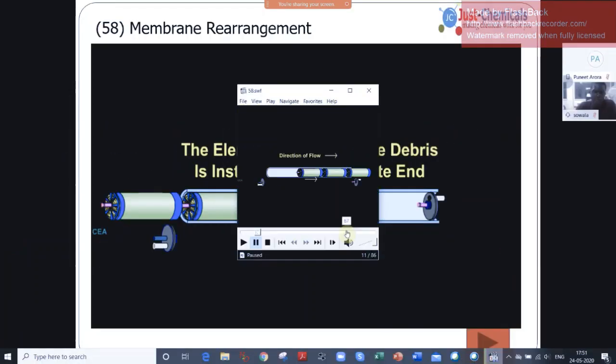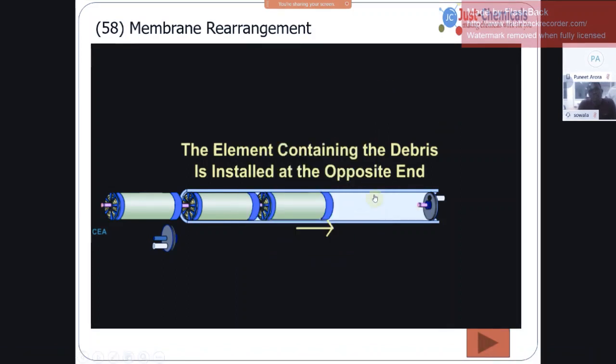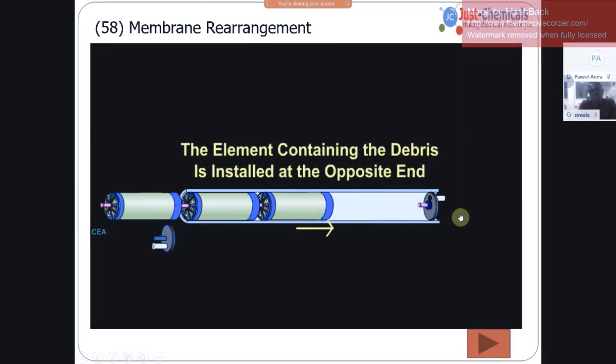Now after this, what I recommend is you do an open thorough flushing. Don't plug it with the pipes. You do an open thorough flushing for at least 1 or 2 hours. You will get the desired flow, desired conductivity and desired output through the simple adjustment of the membranes.